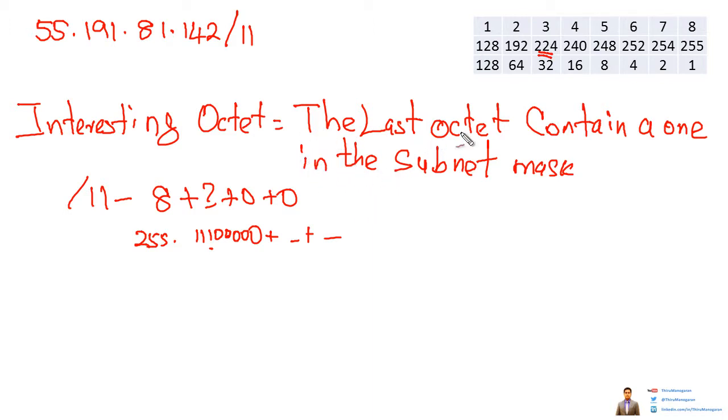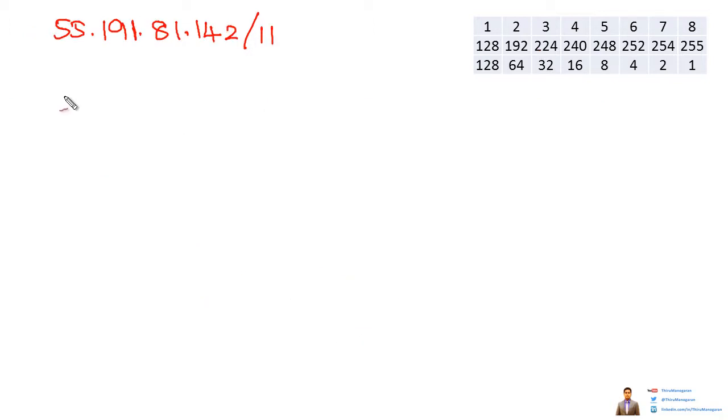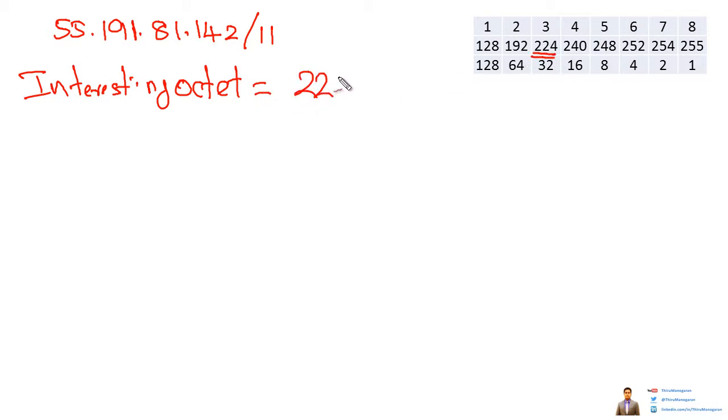What is the interesting octet here? The last octet that contains a 1 in the subnet mask is 224. So now we know it: the interesting octet is the third one here, 224.